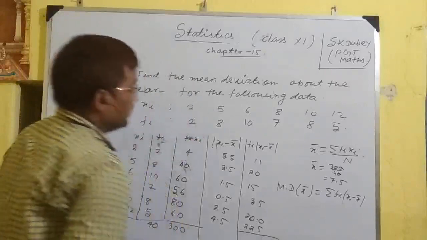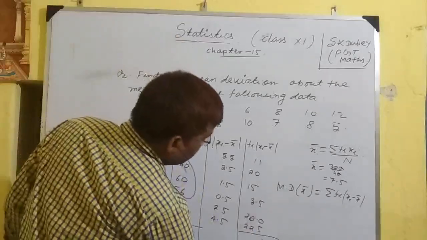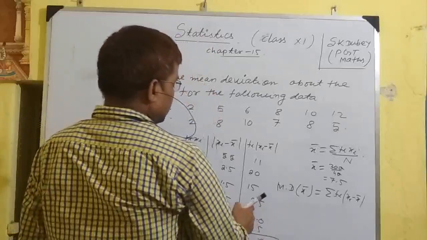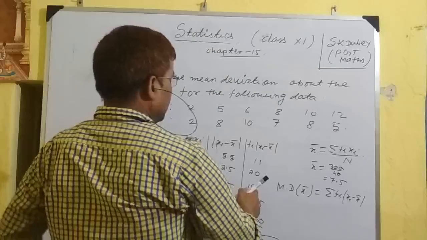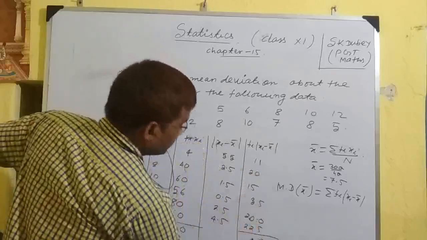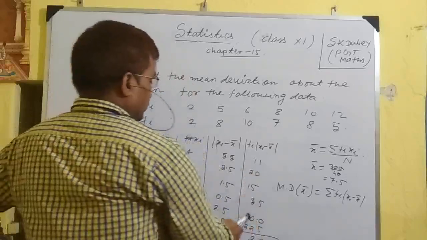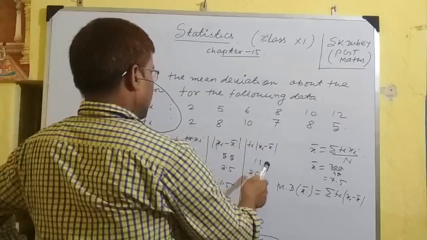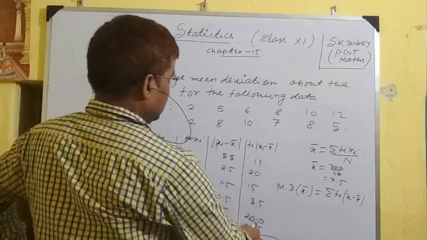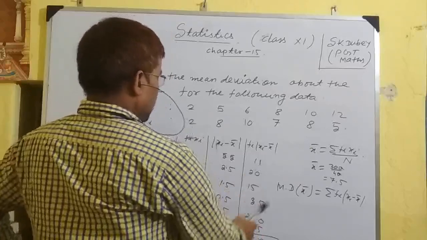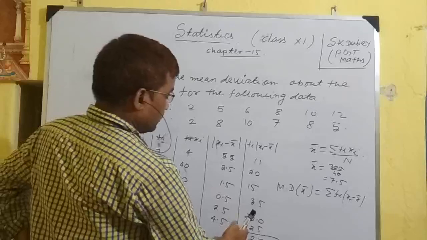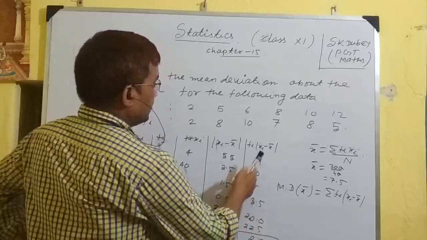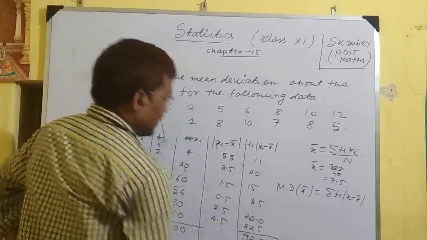Now adding them, we get 11 plus 20 plus 15 plus 3.5 plus 20 plus 22.5, that is 92.